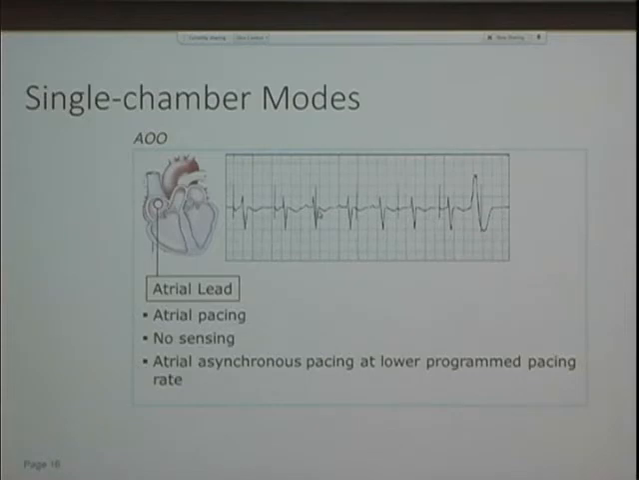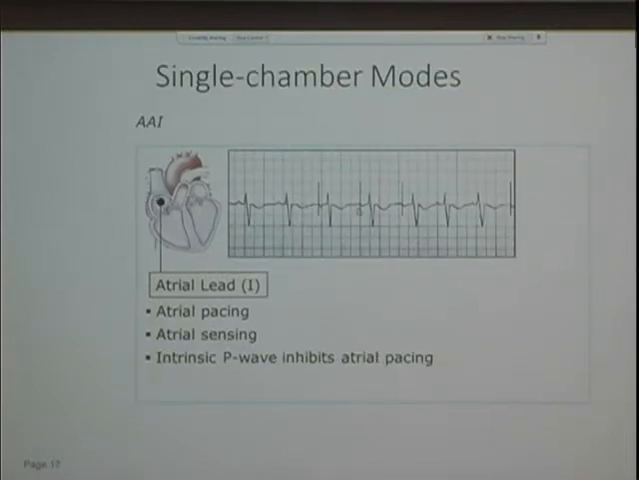AOO is the same thing in the atrium. Here it's pacing continuously regardless of whether P waves are present or not. And AAI is atrial pacing, but inhibiting and not pacing when it's seeing an intrinsic P wave.